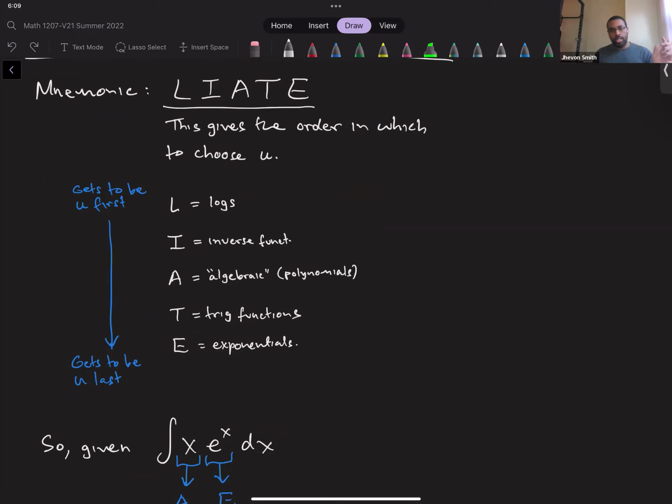Logs, inverse functions, algebraic functions, trig functions, and exponential functions. These are some classes of functions that we know about, and you choose in order from top to bottom. Functions higher in this list get to be u before functions lower in this list. So if you have two different kinds of functions being multiplied, you can use this list to determine who should be your u.